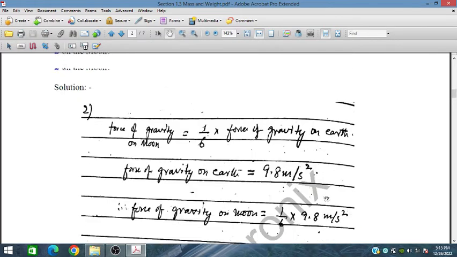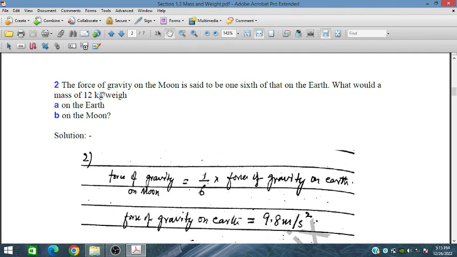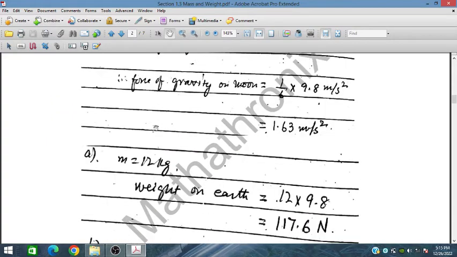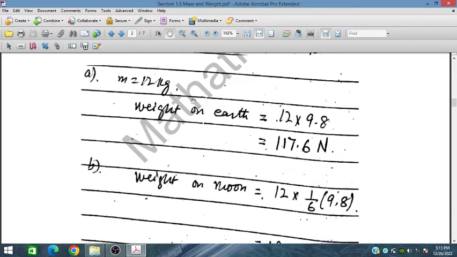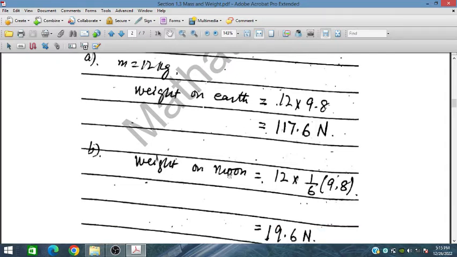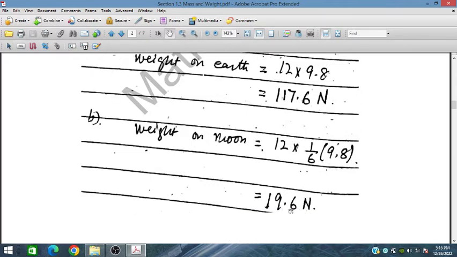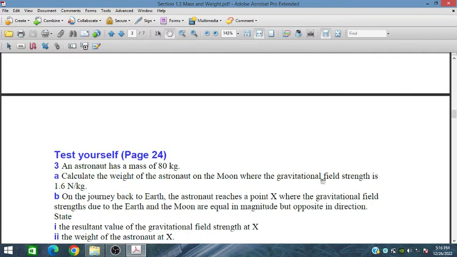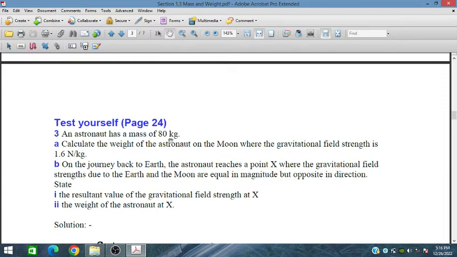And we are given a mass of 12 kg, and we have to find the weight on the earth and the moon. For the earth, we have 12 kg into 9.8, so it gives 117.6 newtons. Similarly for the weight on the moon, the gravitational field strength is 1/6 of this, so it is 1/6 of 9.8, and it becomes 19.6 Newton.